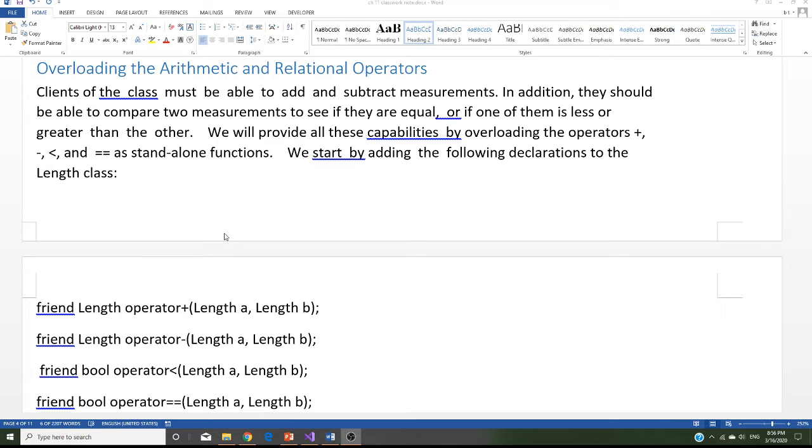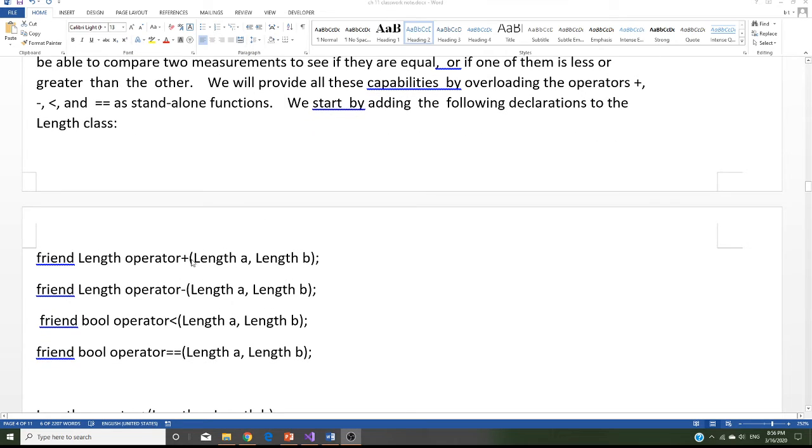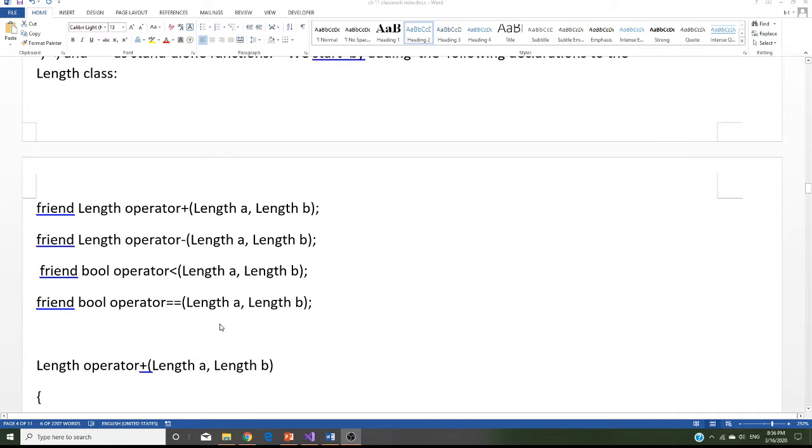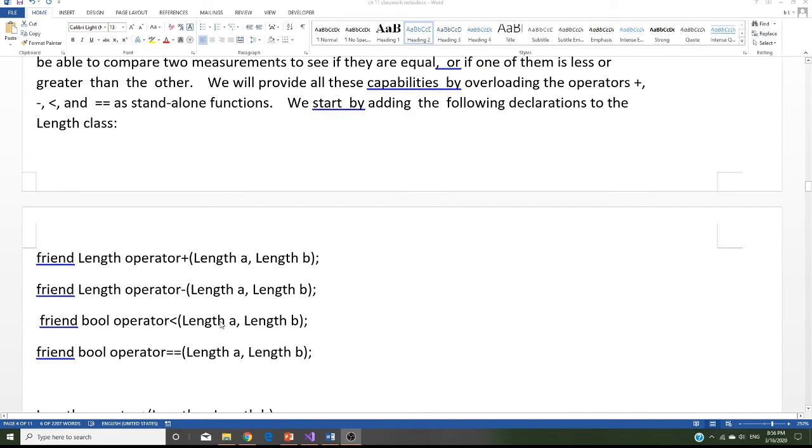So for this video, I would like to explain overloading the arithmetic and relational operators. They are plus, minus, times, divide, less than, and equal-equal. I'm going to give examples for plus, minus, less than, and equal-equal. All right, so we are going to overload them.